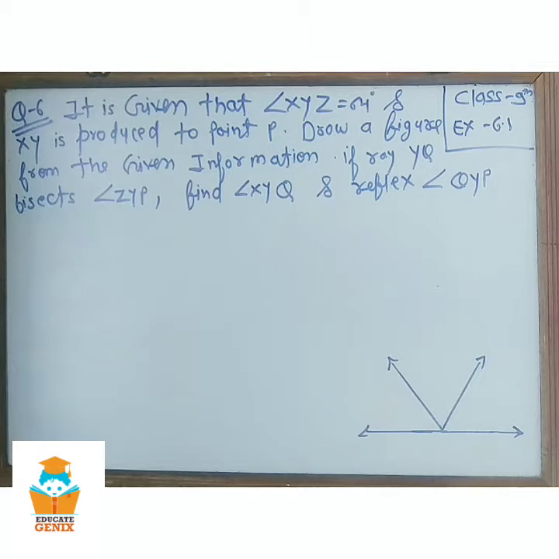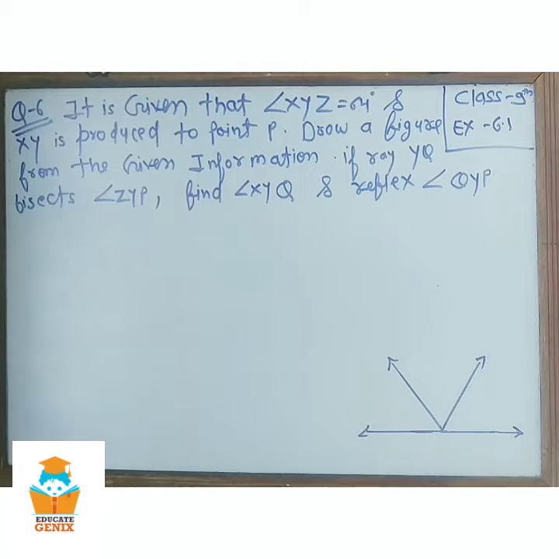So let's start. It is given that angle XYZ equals 64 degrees and XY is produced to point P. Draw a figure from the given information if ray YQ bisects angle ZYP. And what we have to find? XYQ and reflex angle QYP.